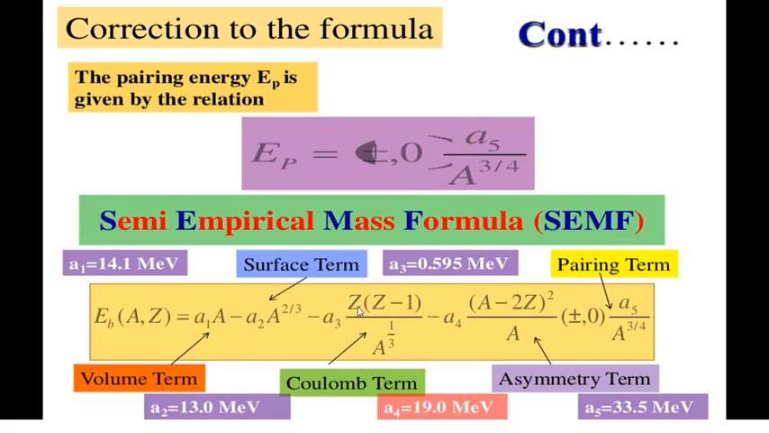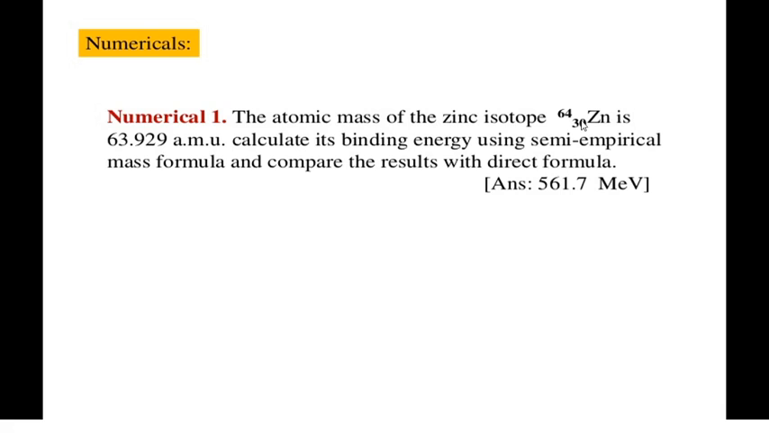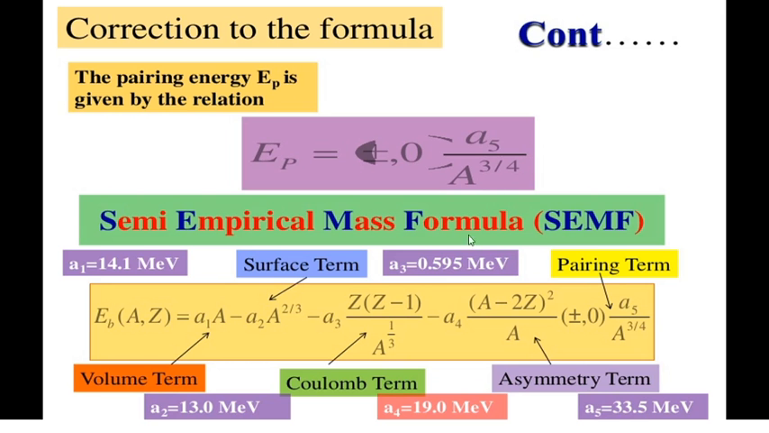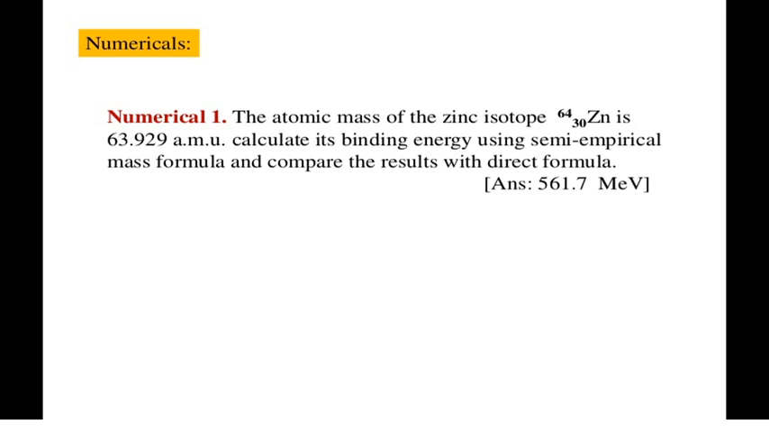Z, you can calculate the number of protons from here. The number of protons is 30, and capital A is 64. You can substitute all these values and the constant values A1, A2, A3, A4 and A5, and you can find out the binding energy using the semi-empirical mass formula. Now you can compare that result with the direct formula. What is the direct formula? You are given the atomic mass, isn't it? You can calculate the mass defect delta M and multiply it with c squared, and you will get the binding energy. In that way also you can calculate the binding energy and compare the results. Okay, do it by yourself.